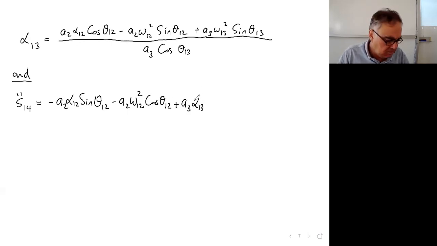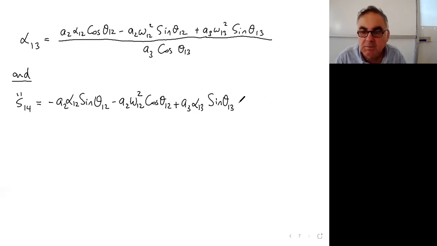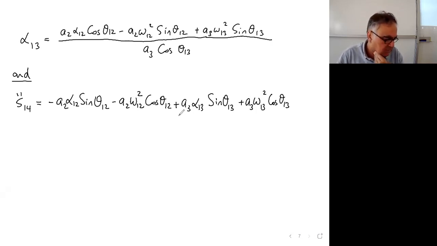Alpha 1, 3 is in the solution because otherwise it becomes too complicated. Alpha 1, 3, we assume it is solved above. So sine theta 1, 3 plus omega 1, 3 squared cosine theta 1. So these are the solutions.